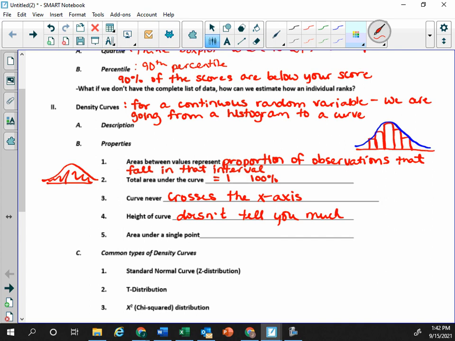All right, and then the area under a single point is 0. Kind of a throwback to your geometry days. We thought about points, lines, and planes.